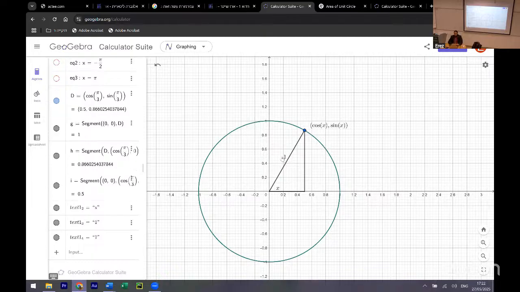What is the length of the opposite? Pi in this case. Yeah, but what is it? Sine of X, right?